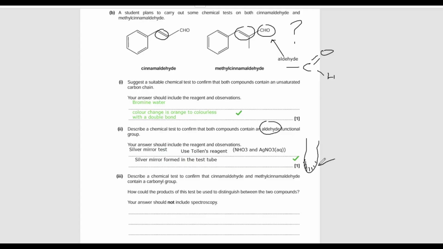So your marks here really are for saying Tollens reagent and the observation, which is a silver mirror coating the inside of the test tube. Describe a chemical, or silver atoms coating the inside of the test tube.